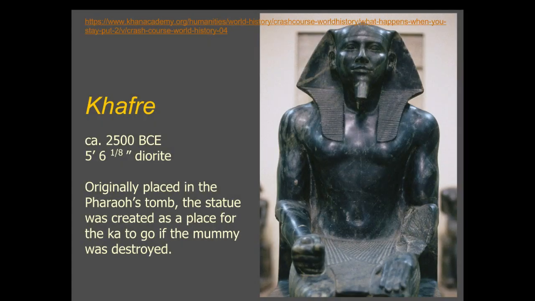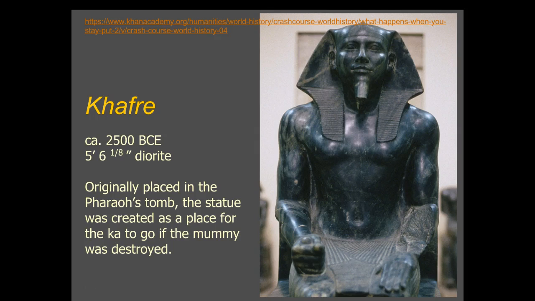Khafre. So originally placed in the pharaoh's tomb. Most of these tombs were completely ransacked by thieves. However, Khafre's tomb was not found until recent historians found it. This is the statue for Khafre. It's created for his Ka, or his spirit, to go to. It's made out of diorite.